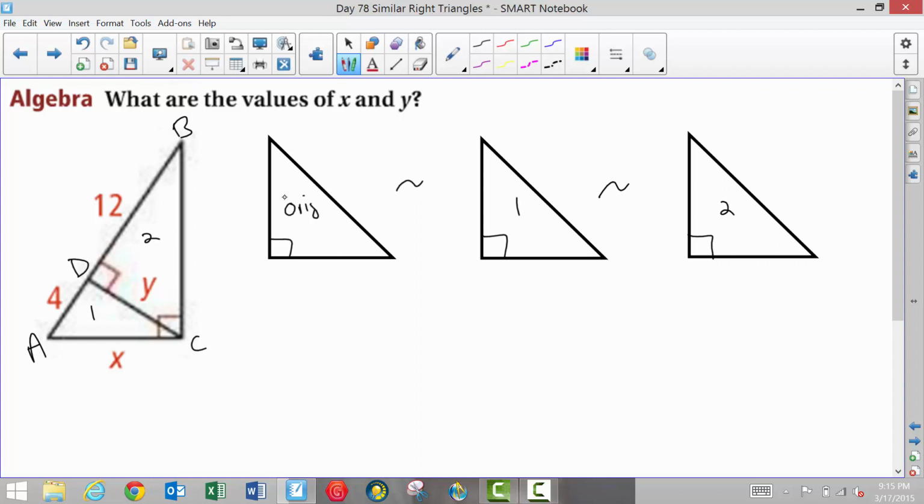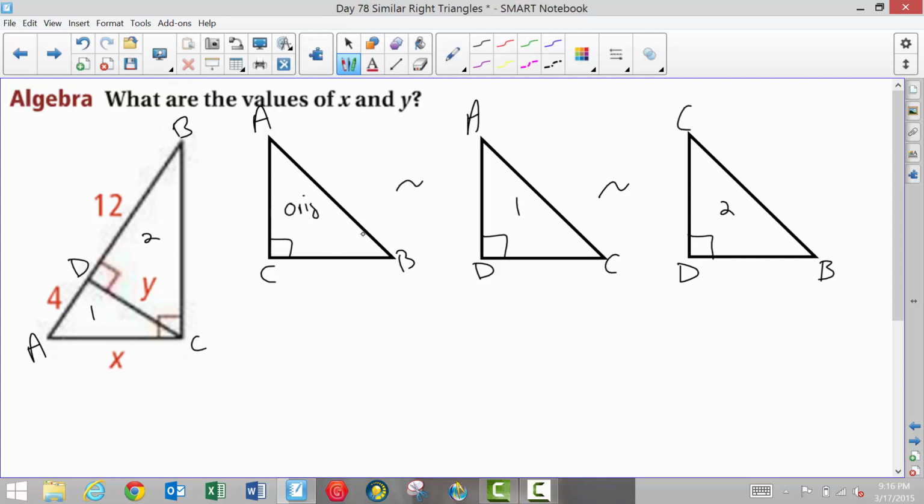So in the original, I have A, B, C. Doesn't matter where I put A and B, as long as I know that C is my 90-degree angle. Triangle 1, my 90-degree angle is D. Triangle 1 has angle A, which is also in the original. So A goes up top, and C goes here. Triangle 2, I have D as my 90-degree angle. Triangle 2 has angle B, which is also in the original. So B has to correspond correctly. And C.